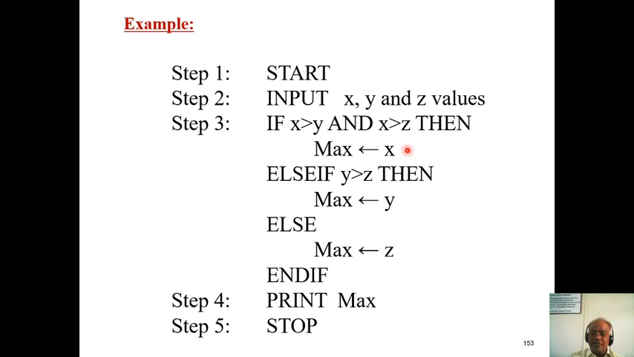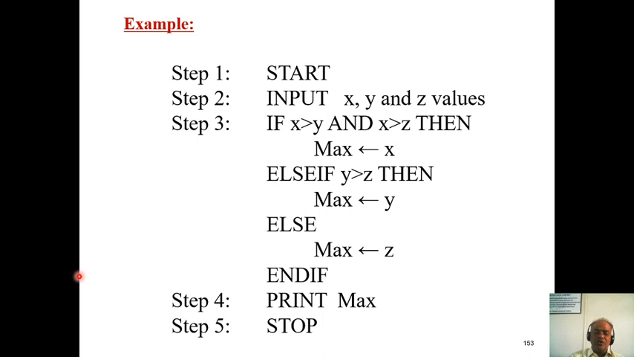If x is not the maximum, then again it is going to be checked. If y greater than z, then automatically the maximum value is y. If it is not satisfying these two conditions, next, which is bigger? z is bigger, z is max. This is a simple algorithm for finding the biggest of three numbers.